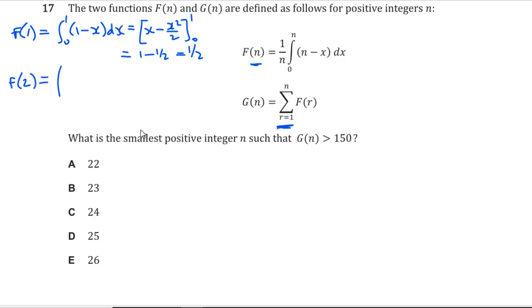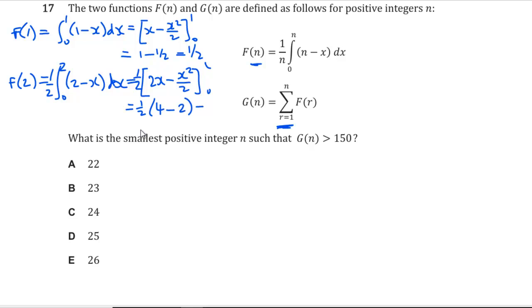f2, that would be a half of the integral from 0 to 2 of 2 minus x. So this minus x is not changing at the end, except we've got a half going on there. So we then get an x squared over 2. Let's put it in and see what happens. So I've got 2x, I remember this half here all the time, 2x minus x squared over 2, from 0 to 2. So that's a half of 4 minus 2, which is 1. Right, so we've gone half, we've gone 1.